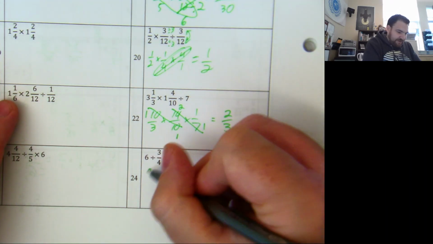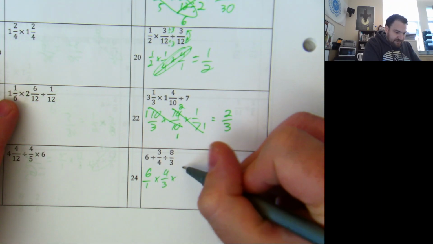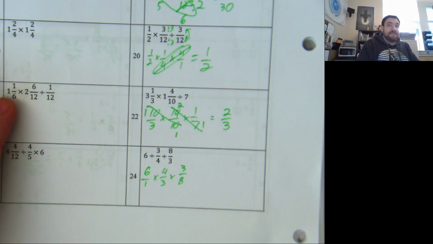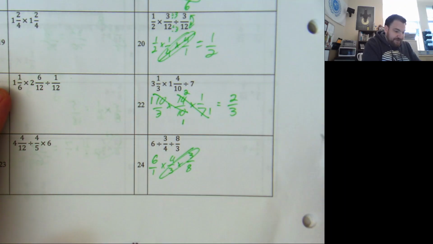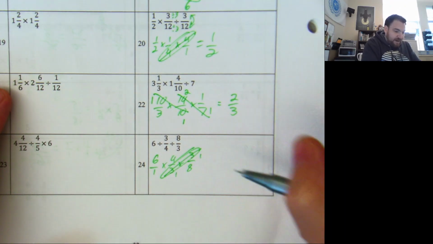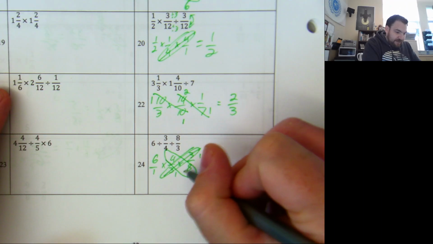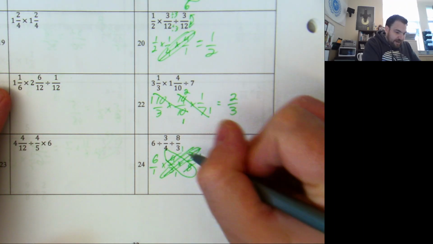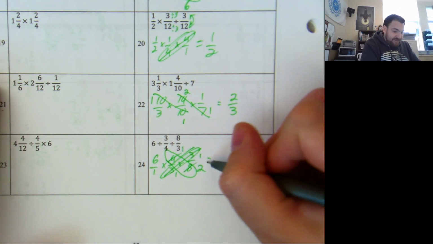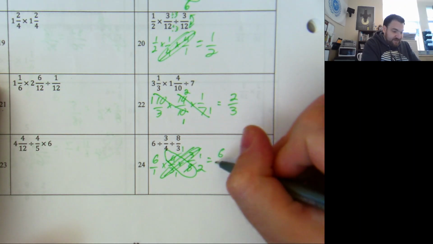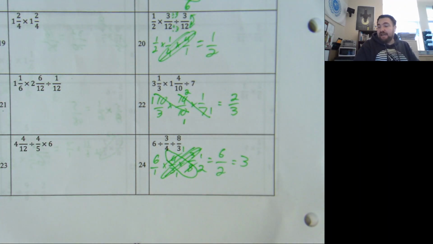And then this one, I'm going to get 6 over 1 times 4 over 3 times 3 over 8. I can make some cross simplifications here to make my life a little easier. These two are both divisible by 3, making that a 1 and a 1. These two are both divisible by 4, making this a 1 and a 2, and then I can actually cross simplify again, or I could just do the math. 6 times 1 times 1 is 6, 1 times 1 times 2 is 2, 6 over 2 is 3, and we're done. So that is the homework.